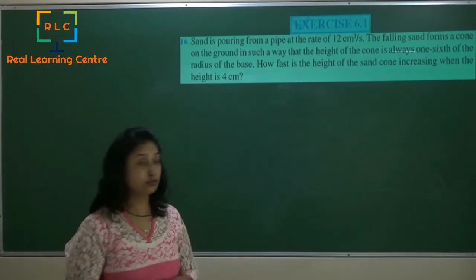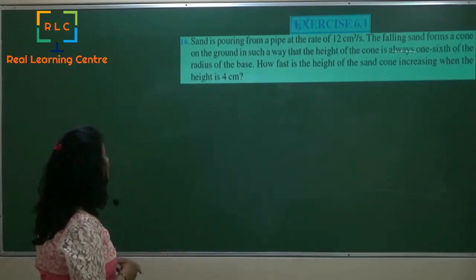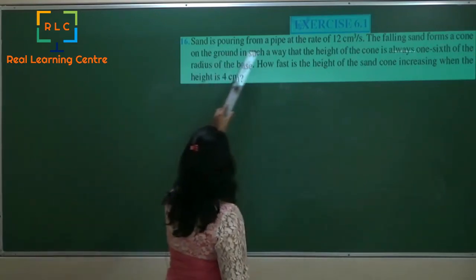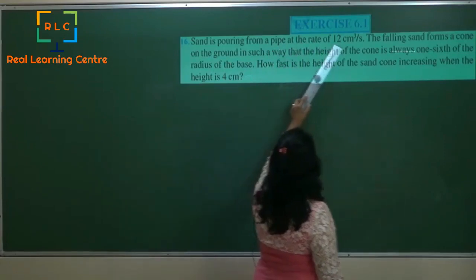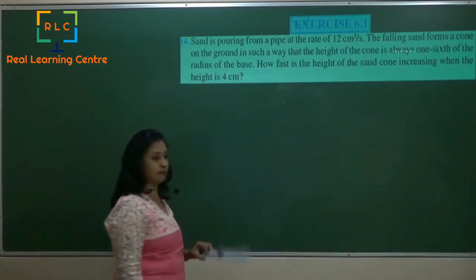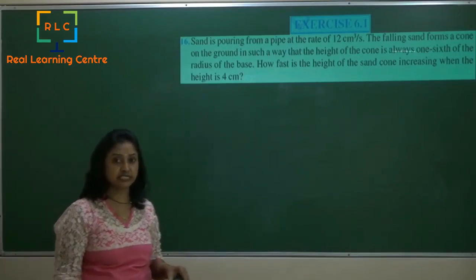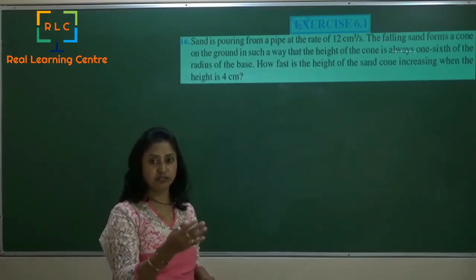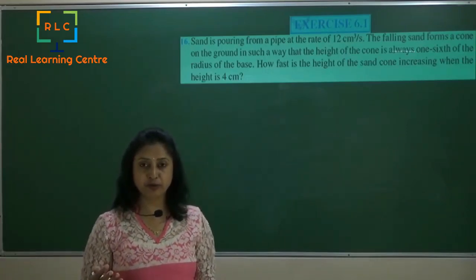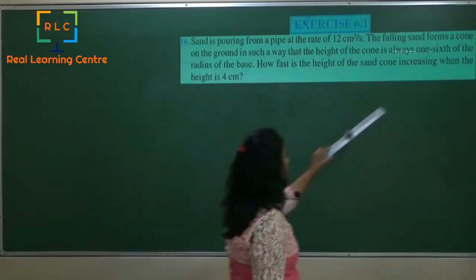Okay, let's get back to mathematics. We have question number 16, wherein sand is pouring from a pipe at the rate of 12 centimeter per second. When sand is pouring from a pipe, you can see this lorry is unloading this sand. Is it not? It will be pouring. What kind of shape will come out? The shape will be a cone.